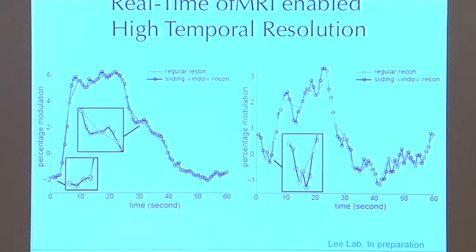The much debated initial dip characteristics of the fMRI signal, we can see very robustly in many of the voxels. Here, by doing the 750 millisecond reconstruction, we get these initial dips in the temporal characteristics that you can't see with the same data set reconstructed in 3 second temporal resolution, which is an added bonus of using this real-time approach.